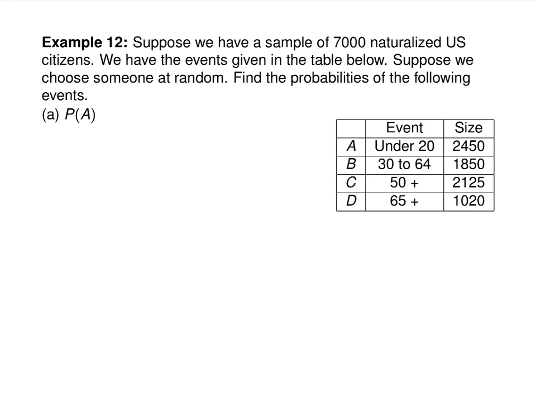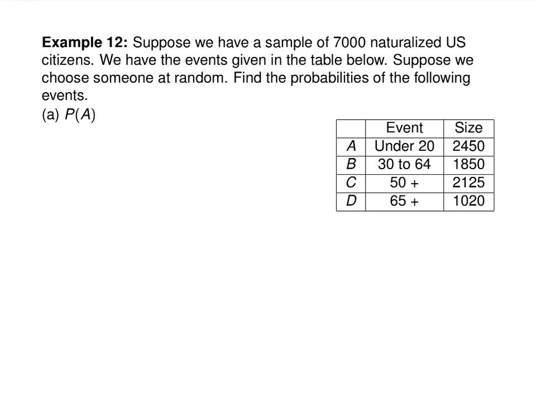All right, last thing. So you have a sample of 7,000 naturalized U.S. citizens. We have the events given in the table below. Suppose we pick somebody at random. Find the probability of the following events. Event A is that somebody's under 20. Event B is that they're 30 to 64. C is that they're 50 plus, and D is that they're 65 plus. Those things are definitely not mutually exclusive. You can be in category D and category C at the same time, right?